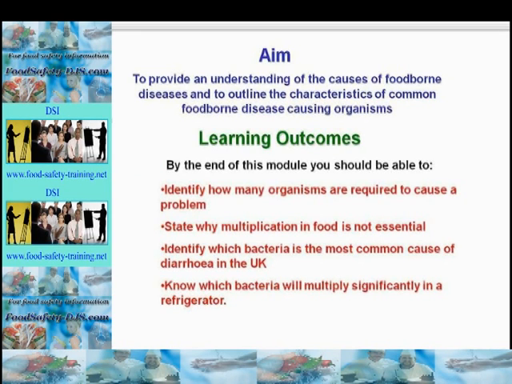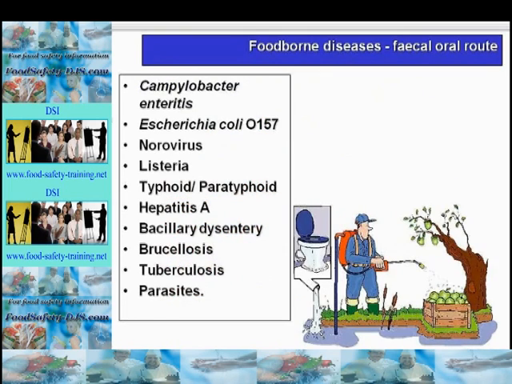In this module, you should be able to identify how many organisms are required to cause a problem, state why multiplication in food is not essential, identify which bacteria is the most common cause of diarrhea in the UK, and lastly, know which bacteria will multiply significantly in a fridge.